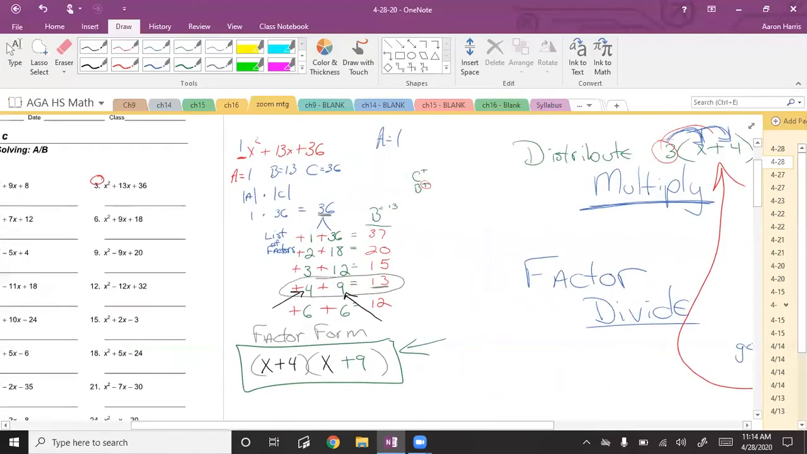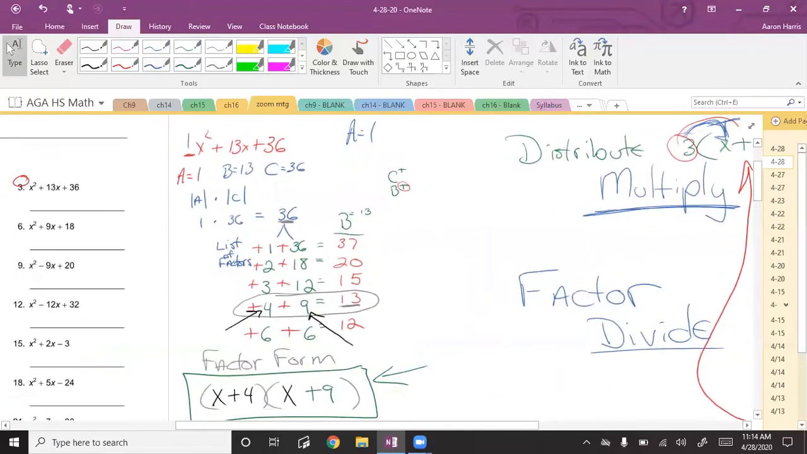So over here, I need to be able to factor something out of x squared plus 13x plus 36. The way we do that when a is equal to 1 is we do absolute value of a times absolute value of c. So I get 1 times 36, and that's 36. So now we want to find a list of factors. And we just did that. 1 and 36, 2 and 18, 3 and 12, 4 and 9, 6 and 6, correct?